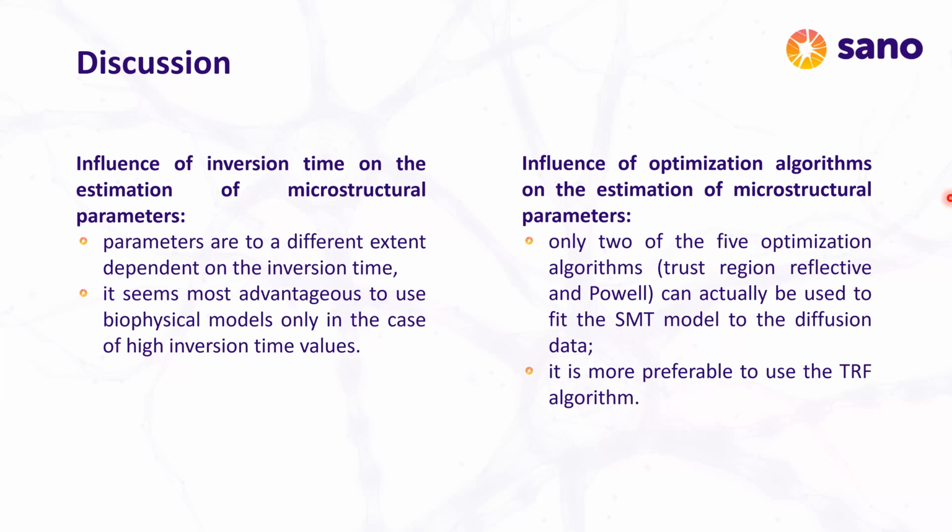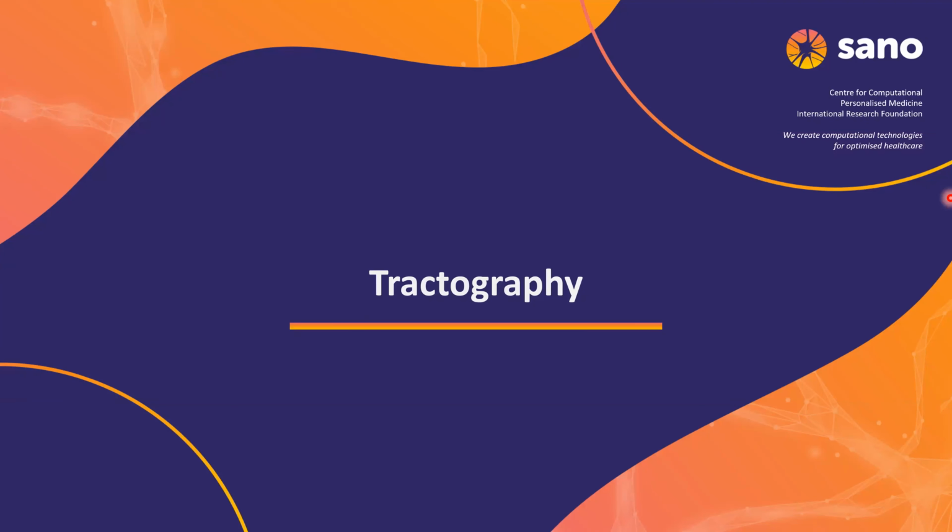And this is due to the fact that only for these two methods, we can set limits on the microstructural parameters values. And of the two methods, the most optimal one is trust region reflective, because it operates in a shorter time, only 20 minutes compared to nearly 2.5 hours for the Powell method. And now we will move on to my second research.